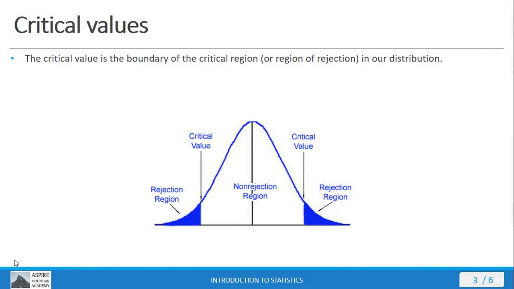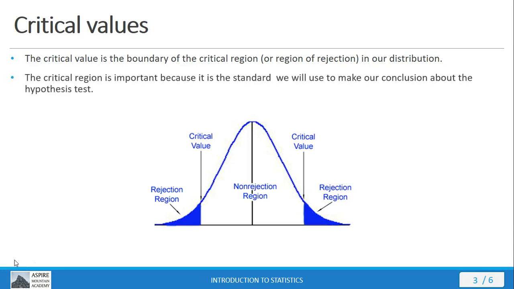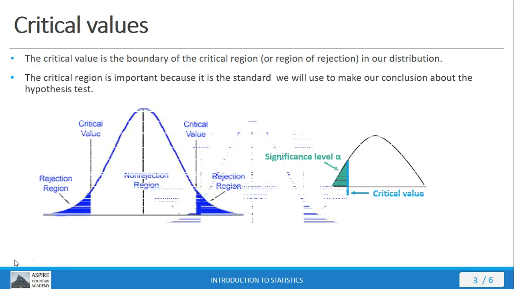So these critical values are the boundary for the critical region in our distribution. Now, this critical region is important because, as I just explained, it's a standard we're going to use to conclude our hypothesis test. So we have a region of rejection in the tails of the distribution. Whether it's a one-tailed test or a two-tailed test, that significance level alpha is going to be the area in the tail, and the boundary of that area is going to be the critical value.